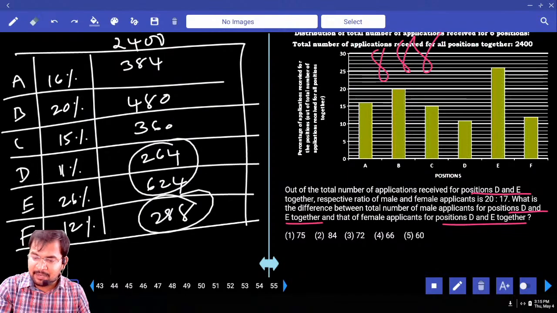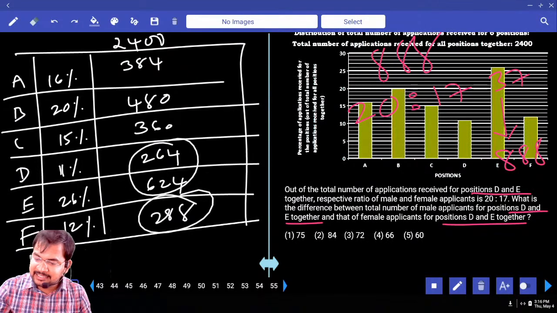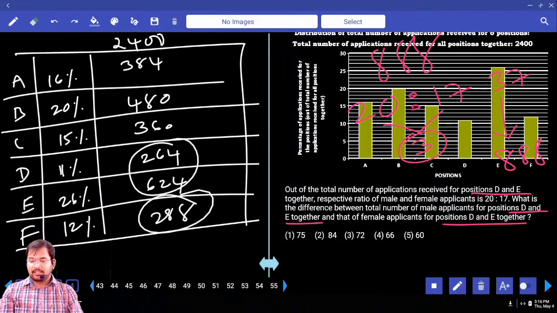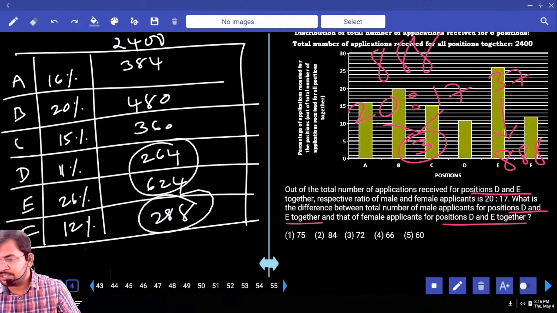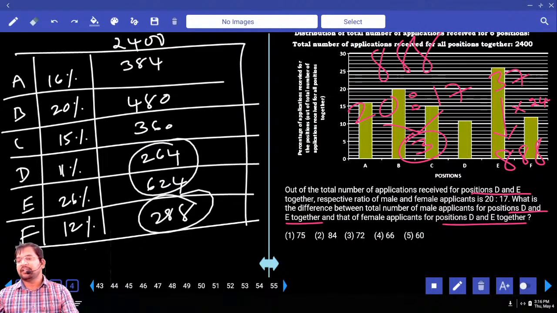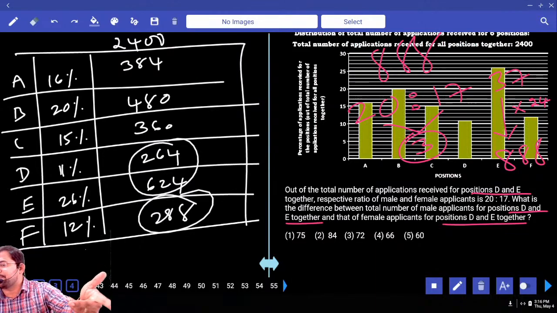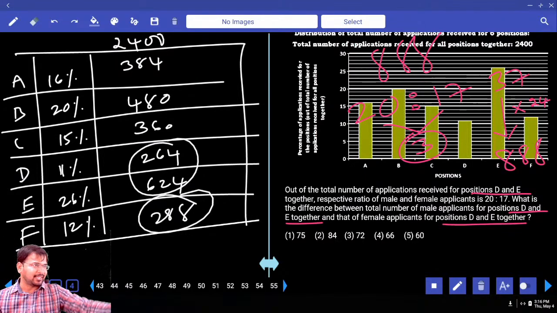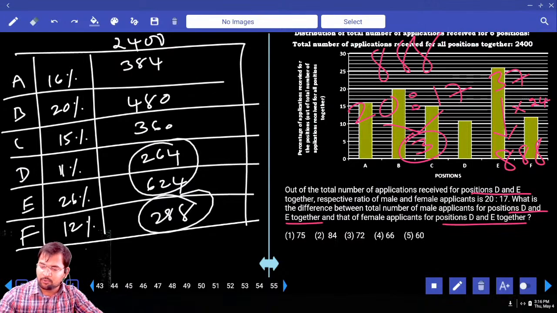Difference, okay? So first of all, males and females together are 37 parts, nothing but 888. They are asking the difference. The difference is 3 parts. 3 parts is how much? Now 37 how many times? 24 times. 37 times 20 is 740. 37 times 4 is 148. 148 plus 740 is 888. So exactly 24 times 3 is 72. Your answer is 72.